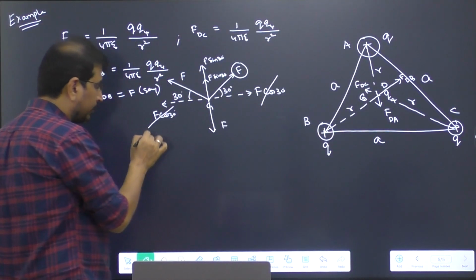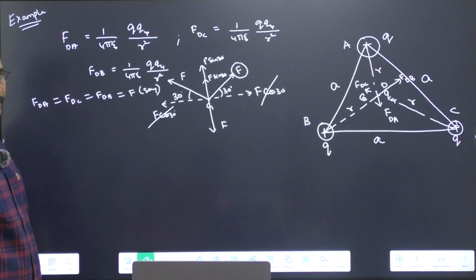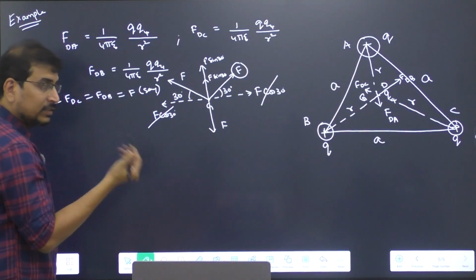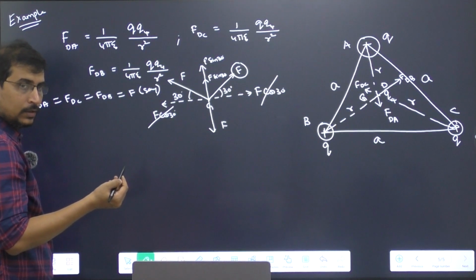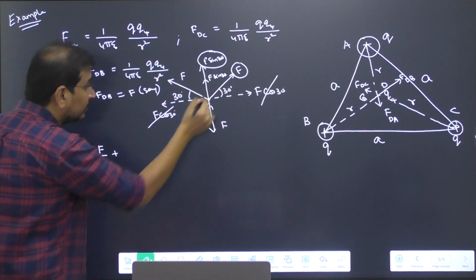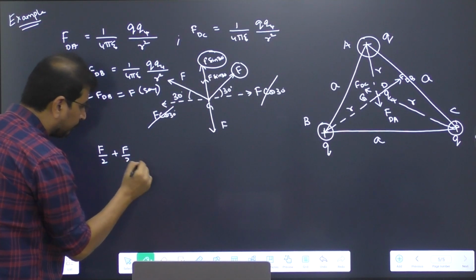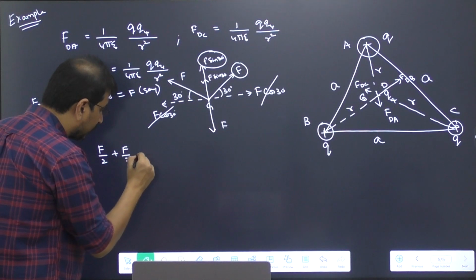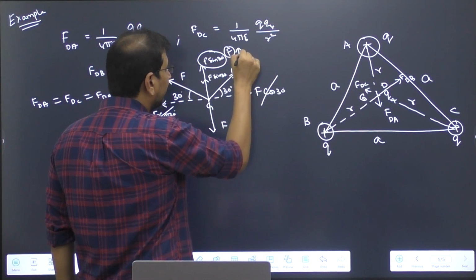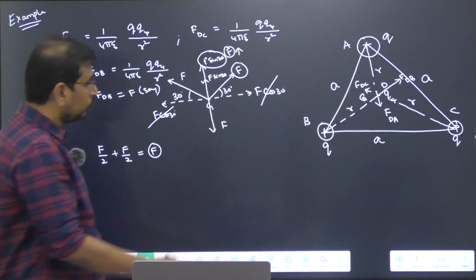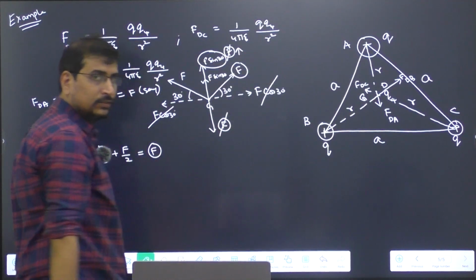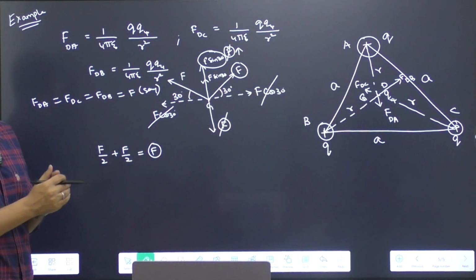F cos 30 and F cos 30 get cancelled. Which ones get added? Two F sin 30s get added, right? So what is the sin 30 value? 1 by 2. So this will be F by 2 plus this will be F by 2. So what is the answer going to be? It will be F. So there will be a force of F acting in the upward direction, and there is a force of F acting in the downward direction also, which also get cancelled. As a result of it, what is going to be the net force experienced?